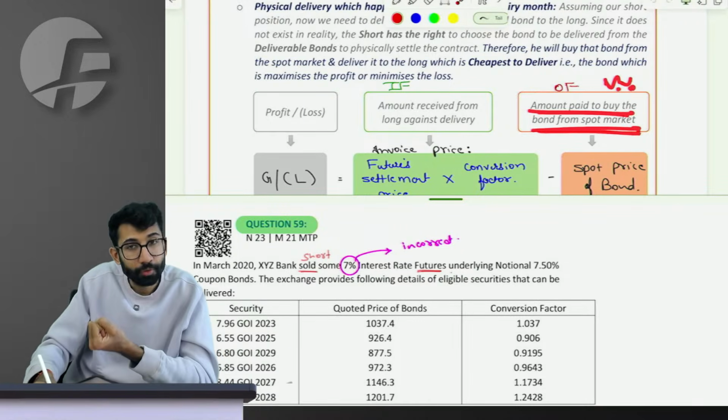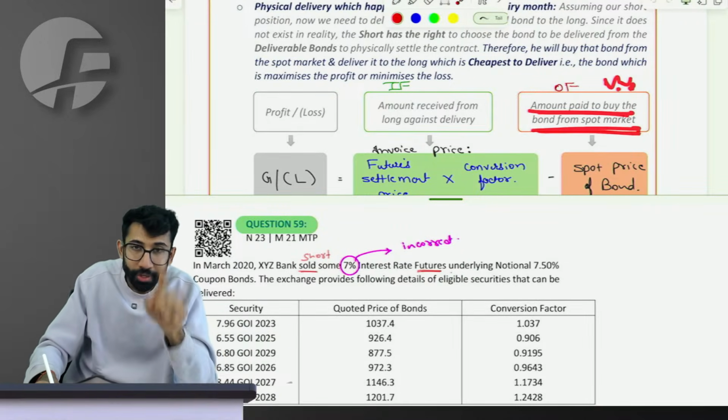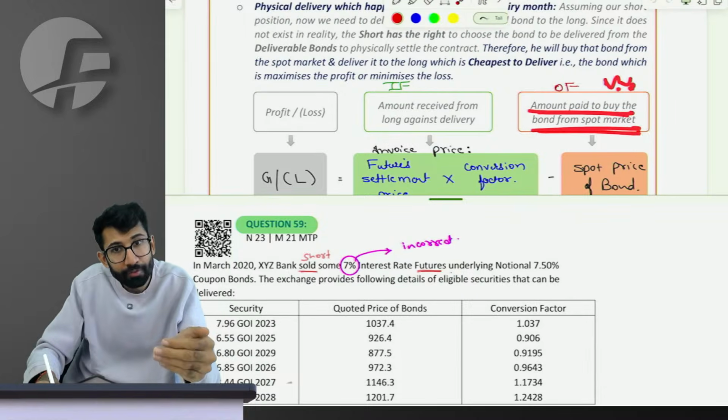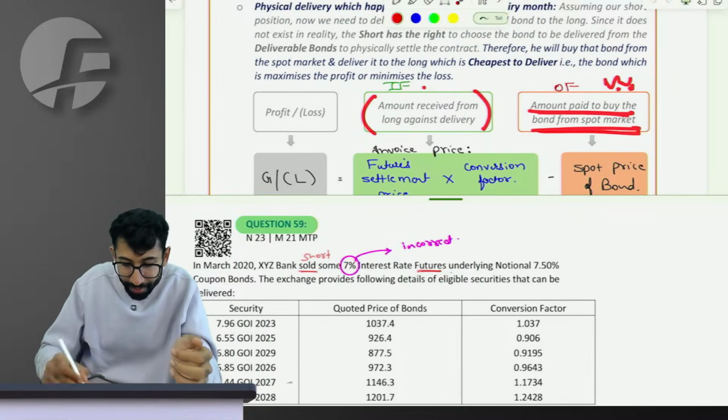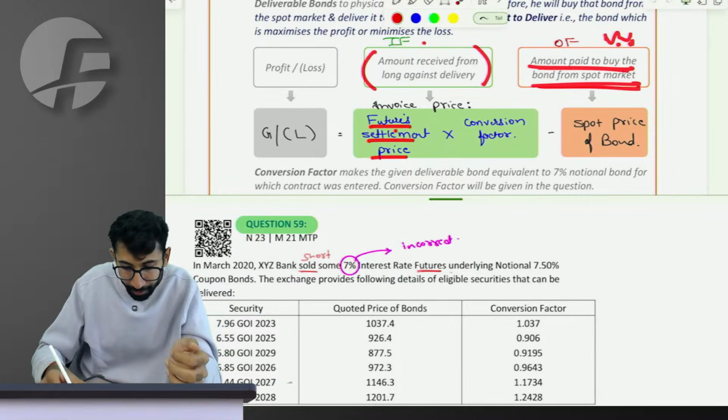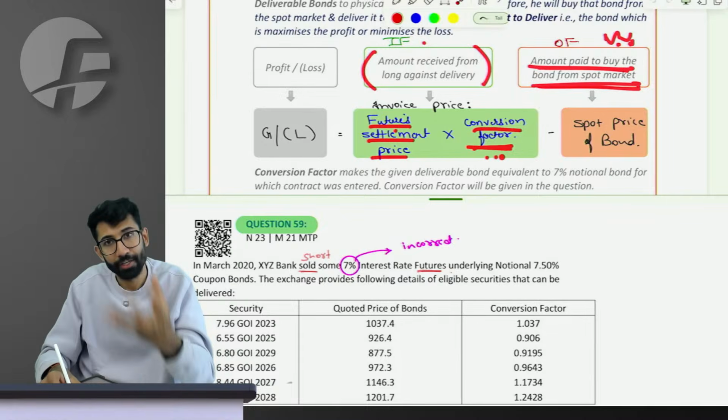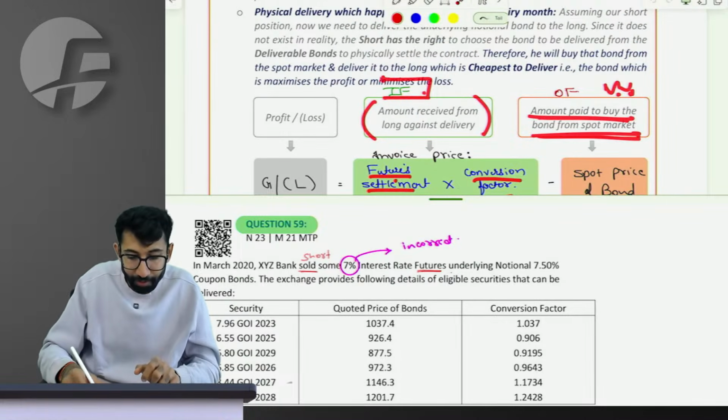That will be my outflow. Then I will come to you. You are the long, I am the short. I will have to deliver a bond to you. And what is the price I will receive? Whatever the future settlement price multiplied by the conversion factor is, what I will receive from you is my inflow.